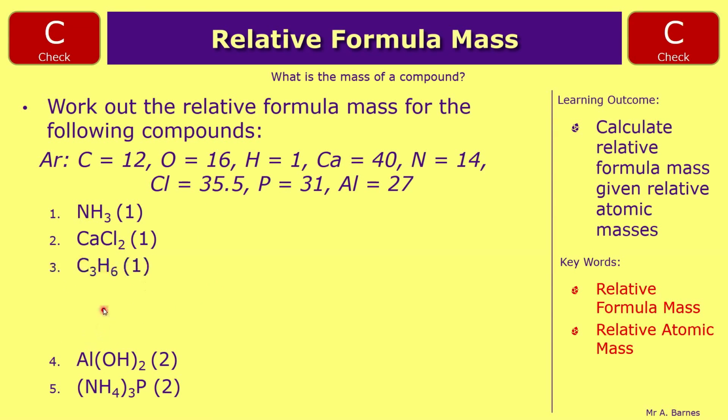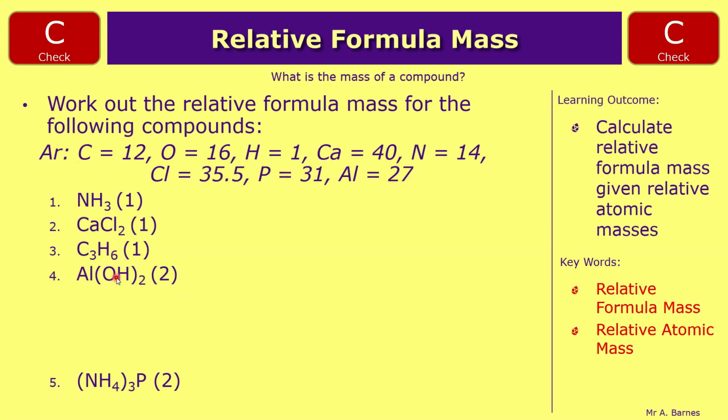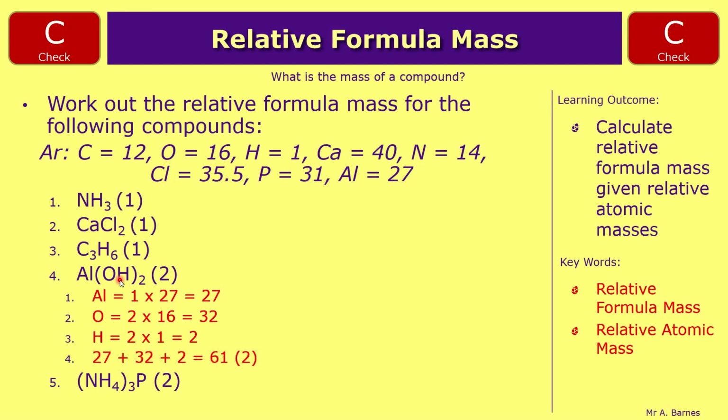Question 3. I've got 3 carbons, so 3 times 12. I've got 6 hydrogens, so 6 times 1. Add those together, gives me 42. Question 4. I've got 1 aluminium. 1 times 27 is 27. I've got 2 oxygens. 2 times 16 is 32. And I've got 2 hydrogens. 2 times 1 is 2. Add that together, I get 61.